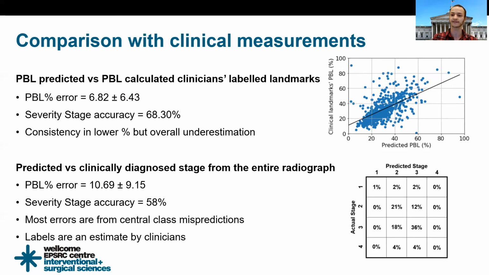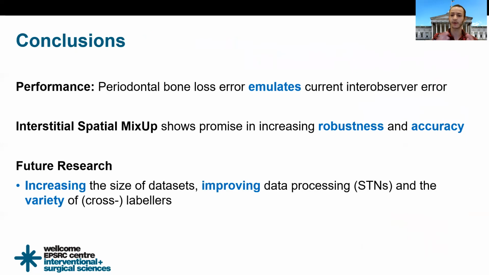And for the second analysis method in comparison with clinicians, which is clinicians diagnosing from an entire radiograph, we have a severity stage accuracy of 58%. And you can see that most of this is confusion from the central classes, which is the predicted stages of 2 and 3, which don't necessarily line up with the actual stages all the time. And it's important to note that these labels are an estimate by clinicians, and we'll evaluate what this means in this slide.